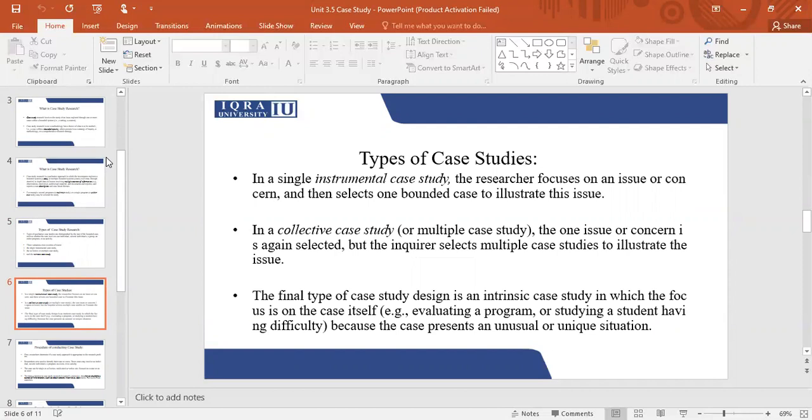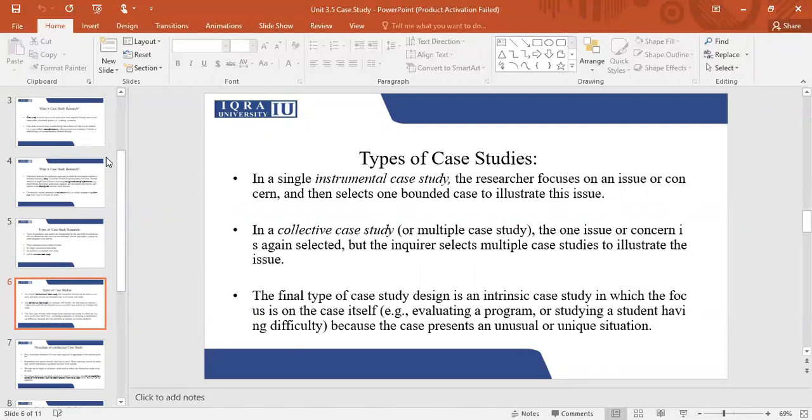But if you are focusing on one, but you are discussing other cases as well, and you are trying to illustrate the main issue of retention in your main pharmaceutical company, but you are talking about other companies as well, so that can be your collective one.